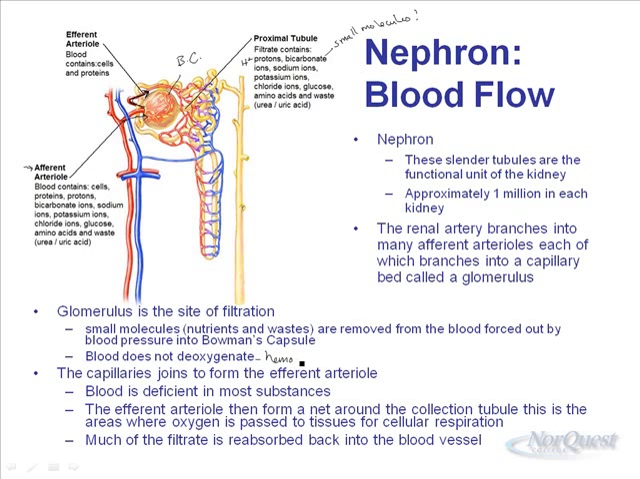So the blood's not deoxygenated, and that's because the hemoglobin, which is a protein in the red blood cells, doesn't deoxygenate. The efferent arteriole then passes a net around the collection tubule, both the proximal and distal, and this is where we're going to have reabsorption, where much of the filtrate is reabsorbed back into the blood vessel.